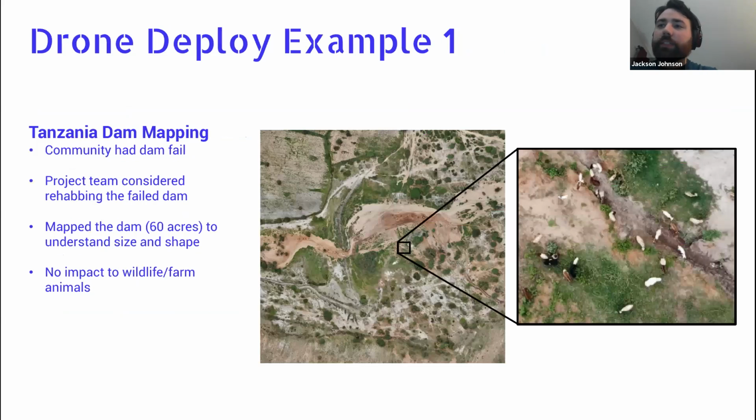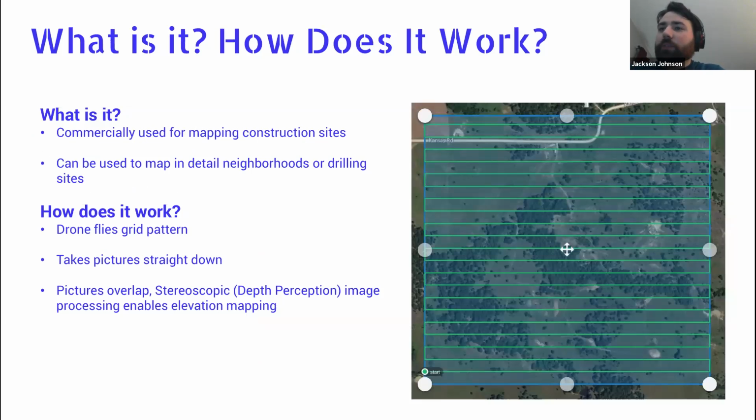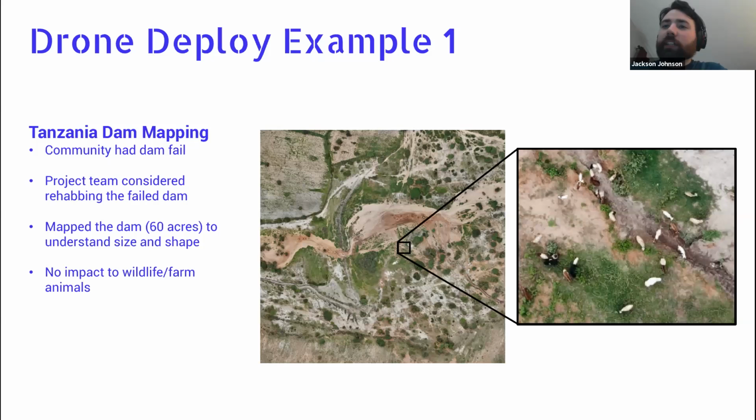So our group in Tanzania has a project in the northern half of Tanzania. We had a failed dam in our community, and while our primary path is to put in a well, as part of the alternatives analysis, we looked at rehabbing the dam. So we did a flight over the entire area. It's essentially a DJI drone just running a zigzag pattern.